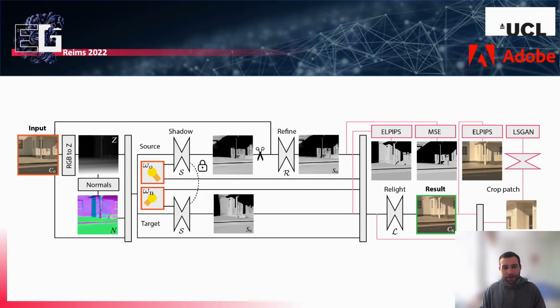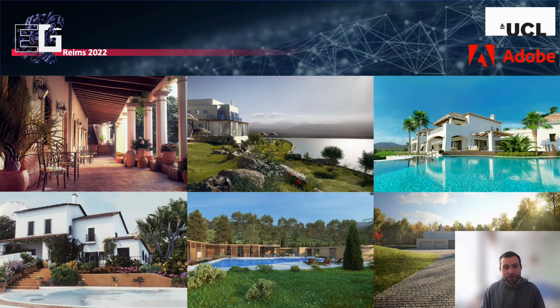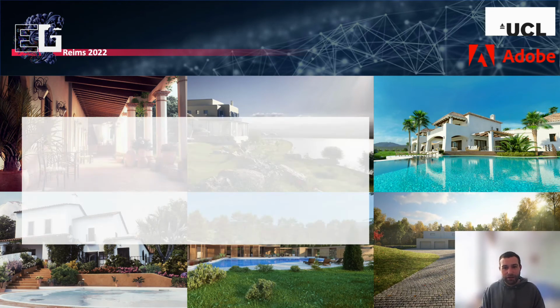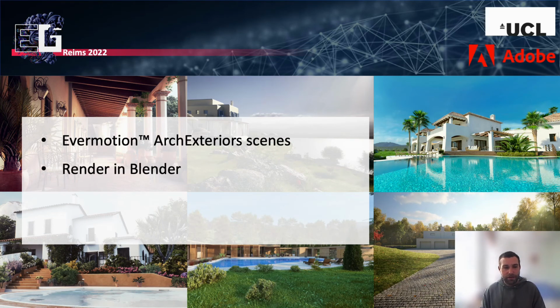Here is a schematic of that entire process, including the cost functions. For cost functions, we use a mean squared error between the target image and the ground truth target image, LPIPS to encourage sharpness, and also a small patch GAN, which helps with high frequency textures. To train the network, we use the Arc Exteriors scenes, which are synthetically generated scenes that can be accessed inside Blender.